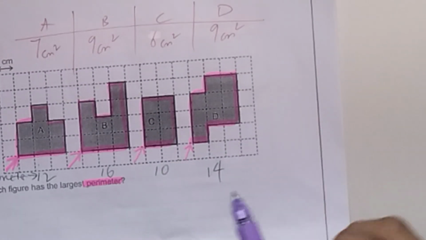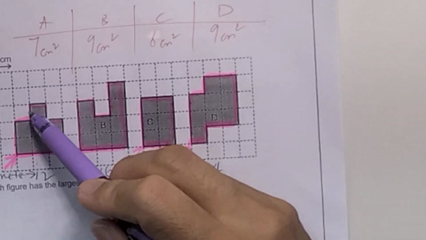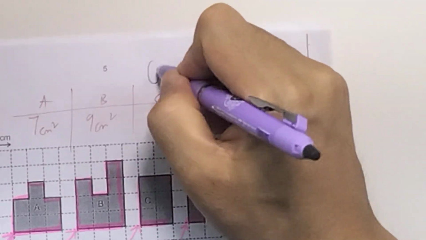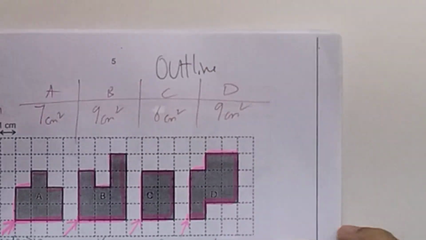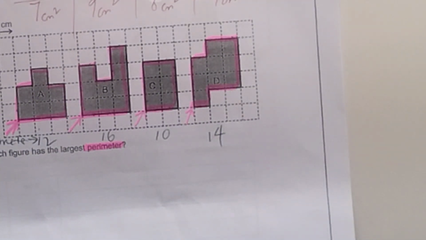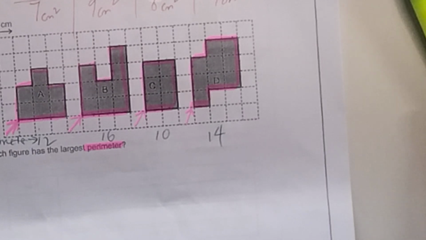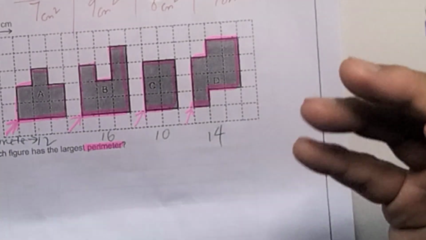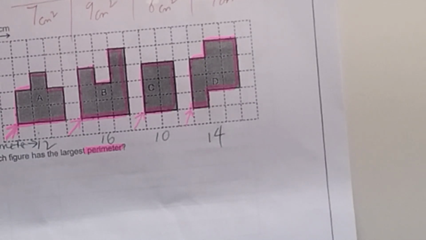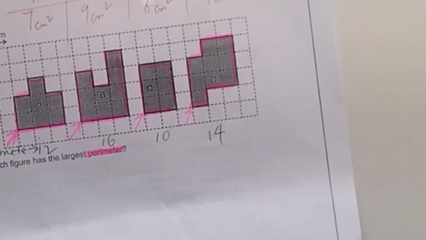Now, next one. Which figure has the largest perimeter? Now, perimeter means the lines that make up the outside of the figure, the outline of the figure. So I use my highlighter to outline the figure. In the exam, you're not supposed to outline stuff with a highlighter. Do not use a highlighter. I'm using a highlighter for teaching purposes to make things pop out a little bit more. So I will usually advise students to start counting from one spot. Let me redo and show you what I mean.